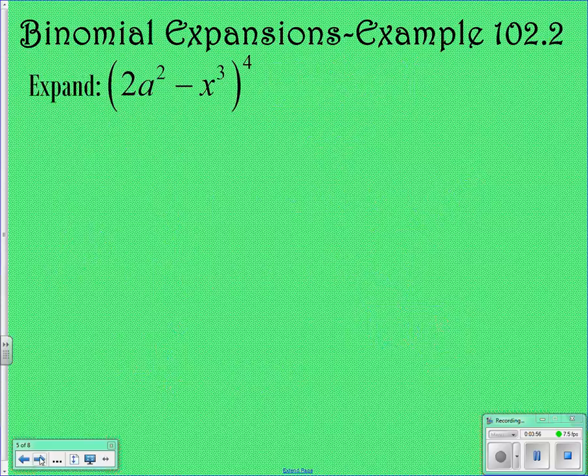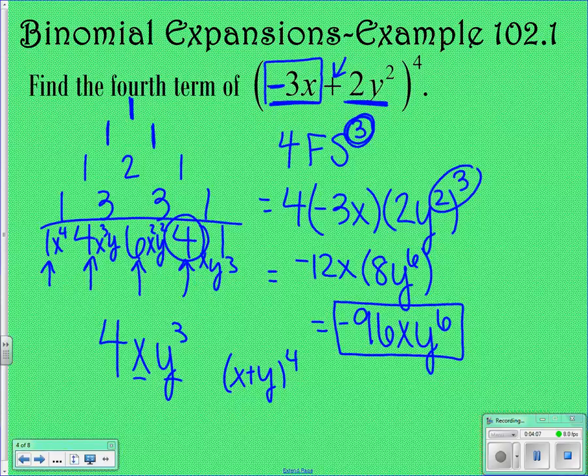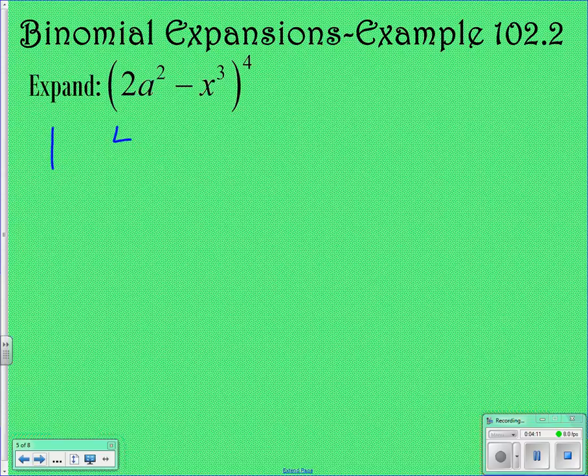Looking at another example, we don't want to expand this one completely. So we're going to have our Pascal's triangle, and if you look back here, we're going to be using this same row here. 1, 4, 6, 4, and 1. And instead of using x and y, we are going to just use F and S.